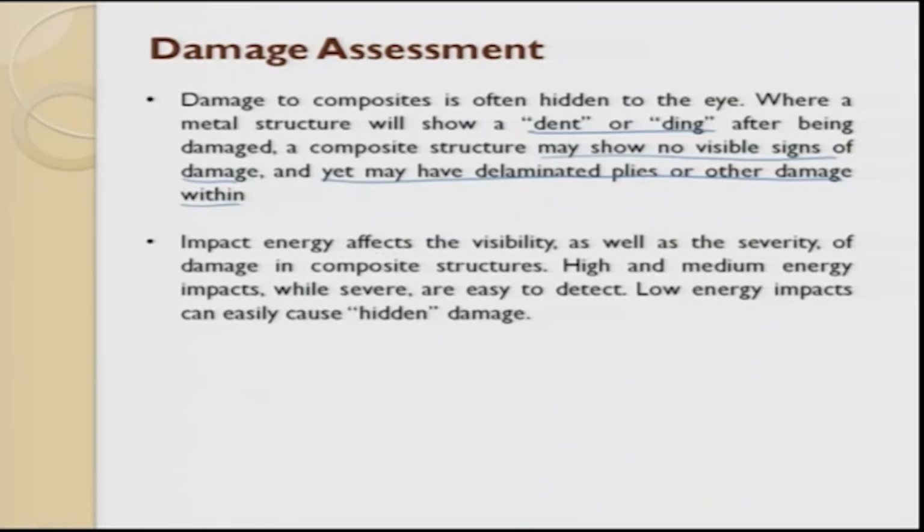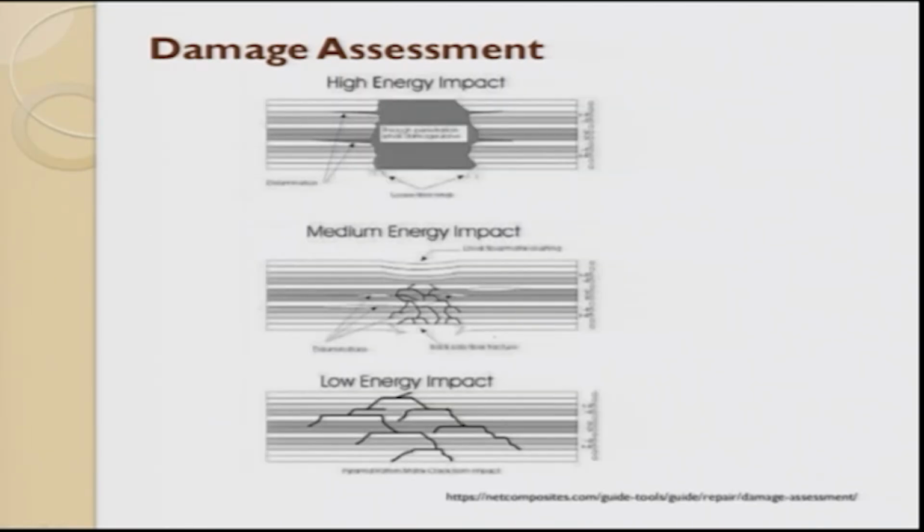The impact energy, which I told you can fall into three different categories, affects the visibility as well as the severity of the damage. So, how do you calculate the impact energy? Impact energy is nothing but the potential energy, mgh, right, and then you also add the frequency. It affects the visibility as well as the severity of the damage in the composite structure. High and medium energy impacts, while severe, are easy to detect. Low energy impacts can easily cause hidden damage, where the damage gets distributed.